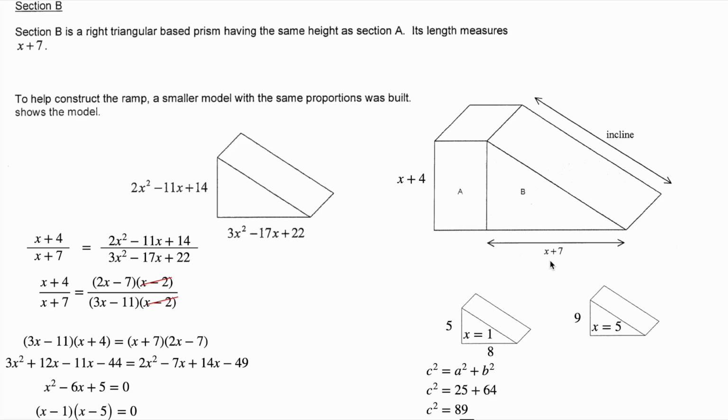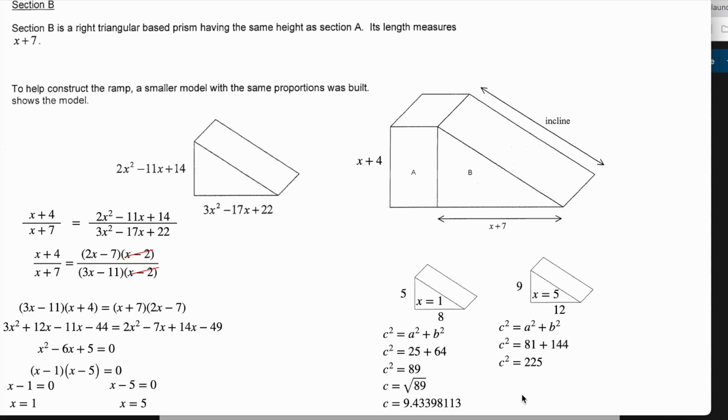If I do that with the 5, when x is equal to 5, 5 plus 4 is 9, the height is 9, the base 5 plus 7 is 12. A squared plus b squared is 9 squared is 81, 12 squared is 144. Add those together, that gives 225. The square root of 225 is 15, so c is 15, okay? Which looks nicer than that. Which one do we take? We have no hints at this point.